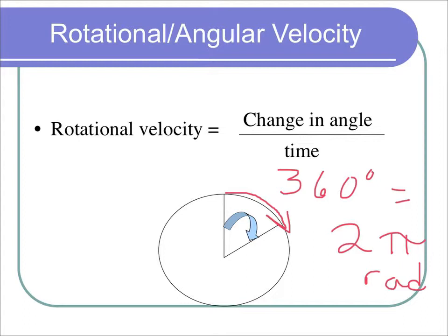360 degrees is 2 pi radians. So if something goes around a whole circle, it has gone 2 pi radians. That would be our change in angle. If it's gone around half a circle, it would be pi radians, etc.